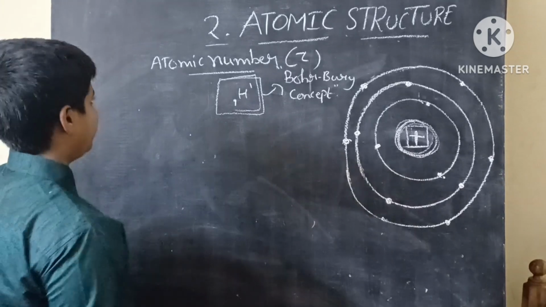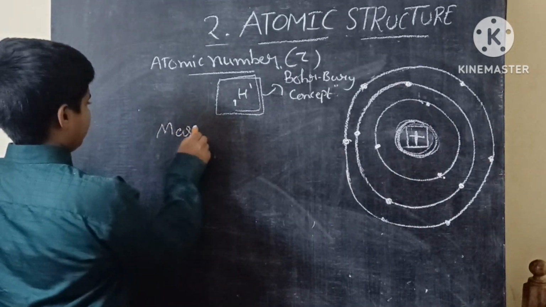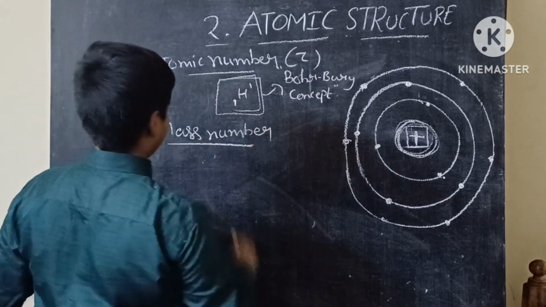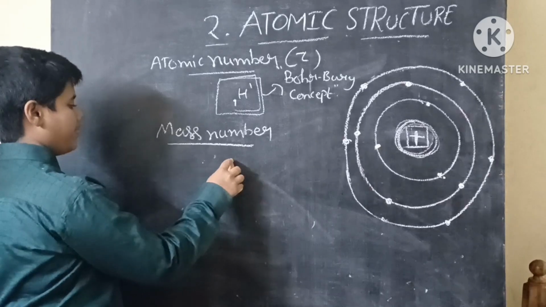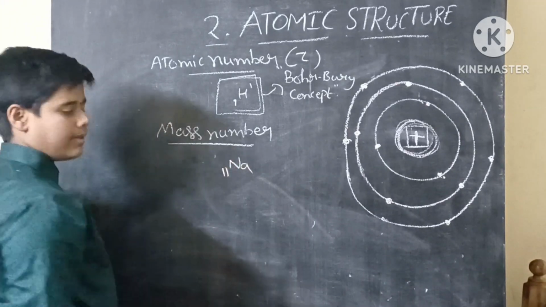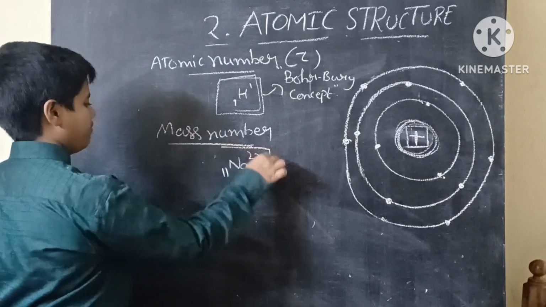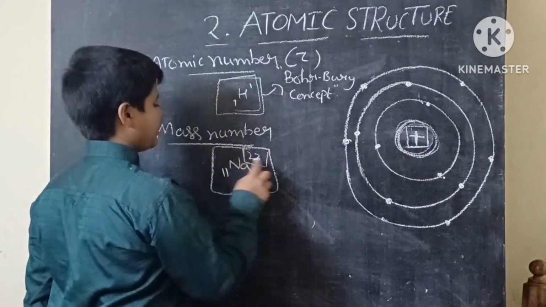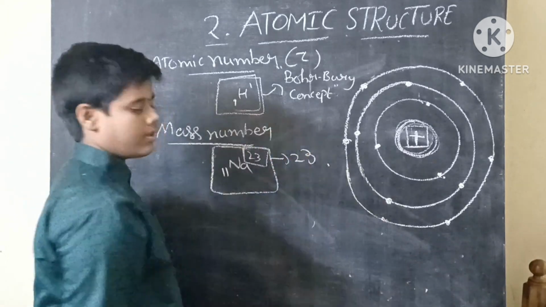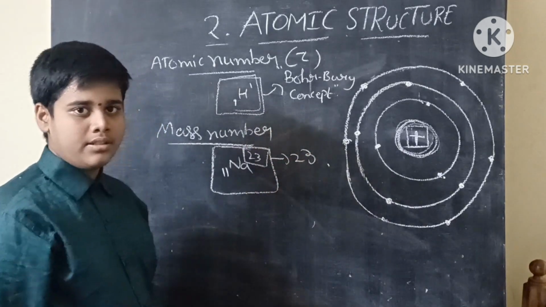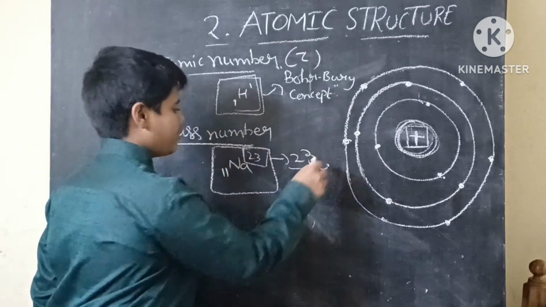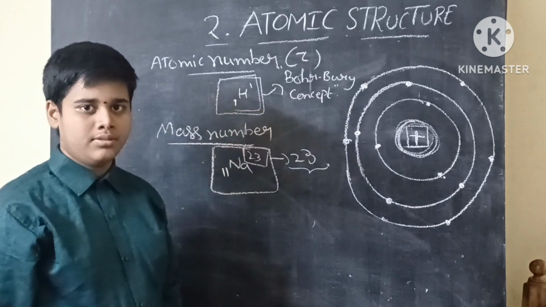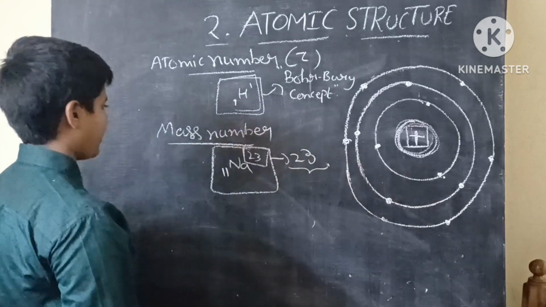Okay, and another, mass number. Mass number means if I take sodium, atomic number 11 and mass number is 23. Mass number is 23, which means here the mass number means we have to say only 23. Okay, so this is atomic weight. In mole concept we already learned if there is no units for only single atom, which means it is atomic weight. Okay, and this is mass number.